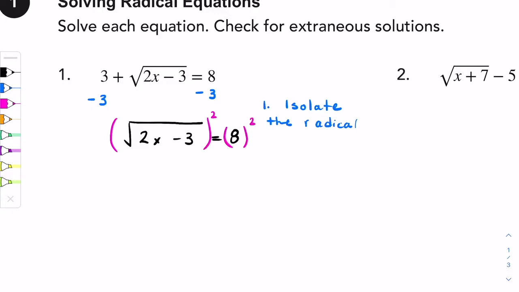When you square a square root, you're essentially creating two of the same thing. And when you simplify it, whatever is inside simplifies. This becomes 2x minus 3 is equal to 8 squared, which, back up, sorry, I wrote 8, but 8 minus 3 is 5. Okay, so 2x minus 3 is equal to 25. Sorry about that typo. This would be the second step, and the second step was to square each side.